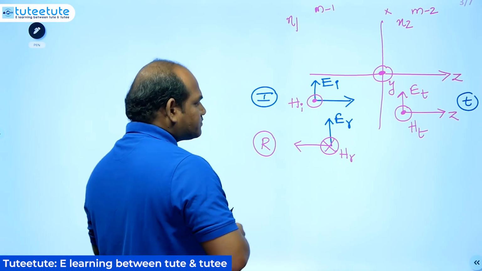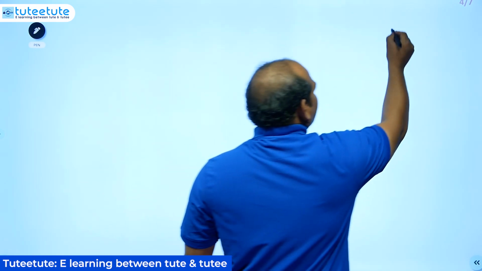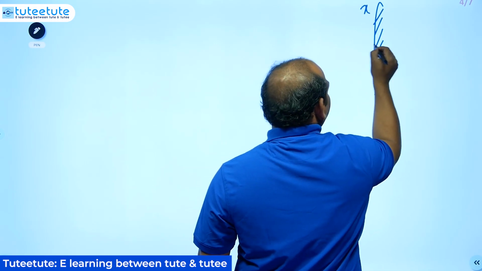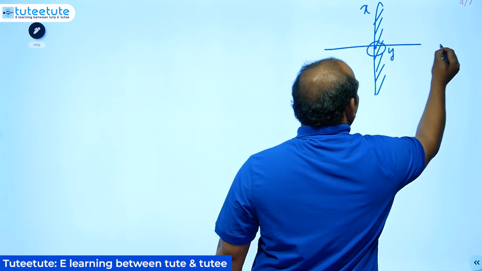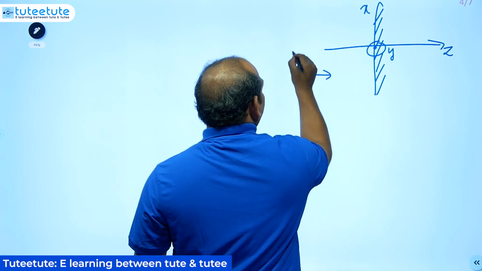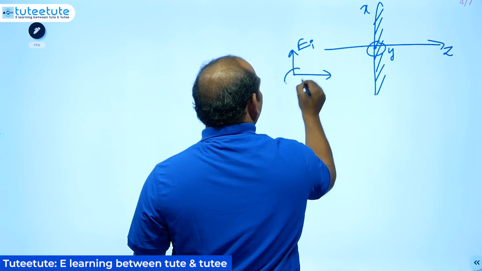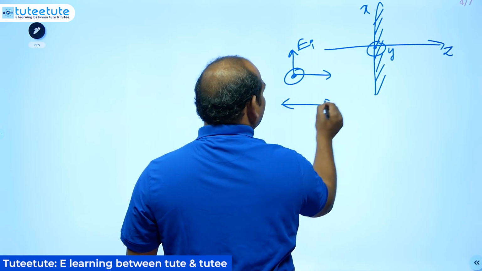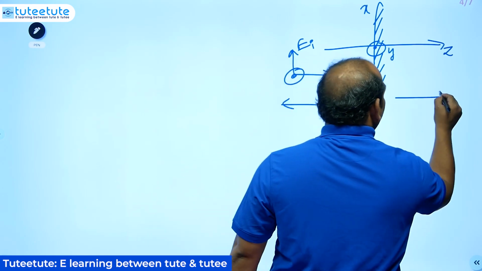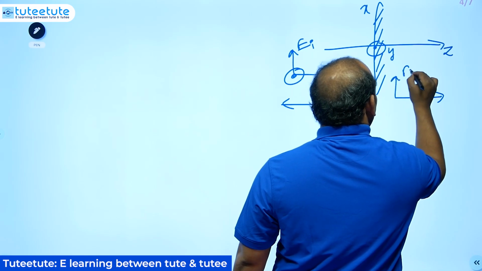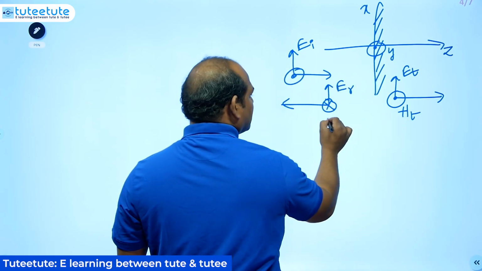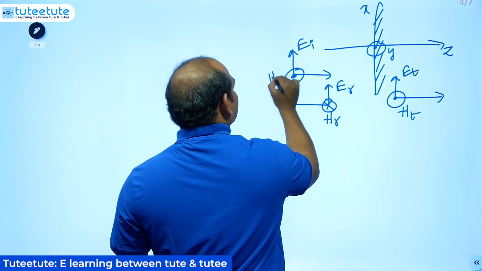From the previous diagram, quickly I will draw here. This is the surface we can take, the x-axis, and the y-axis is coming out of the screen. This is the normal, that is z. So what we have taken here, the incident wave can be represented like this. This is the reflected wave orientations, and this is the transmitted wave orientations. Okay, this is HT, HR, this is HI.